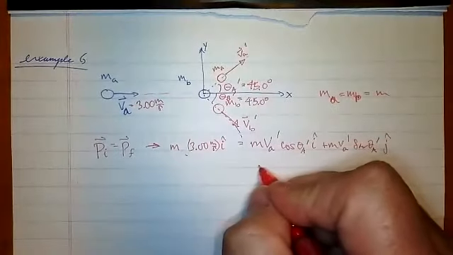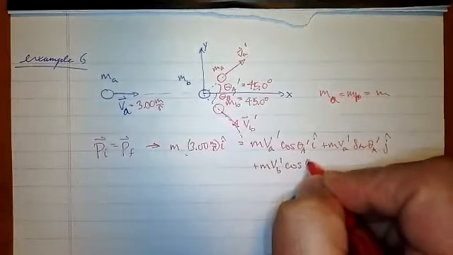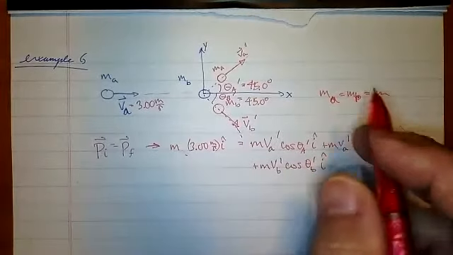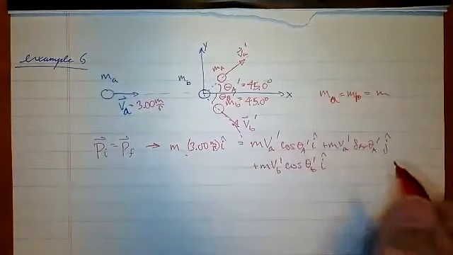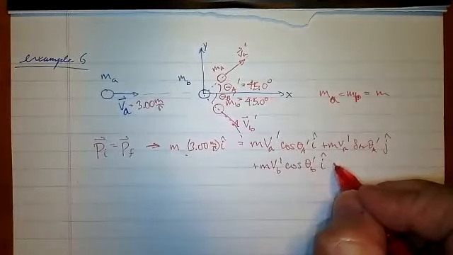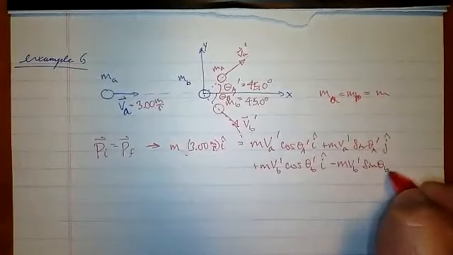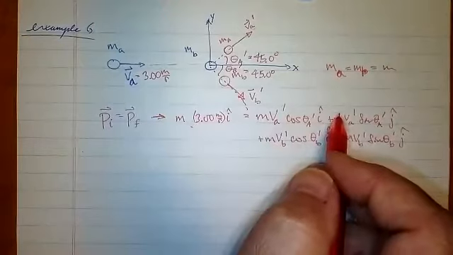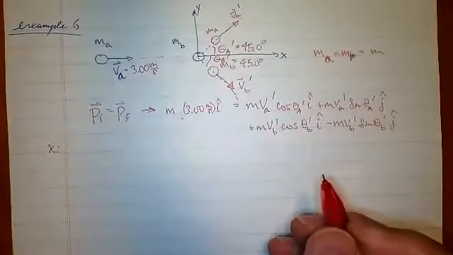Now I've got this one that's going to be plus m VB prime cosine theta B prime in the i-hat direction. And then notice I'm just using my understanding of the signs instead of the signs of the angles. And this, of course, is going to have a negative y component. So I'll say negative m VB prime times the sine of theta B prime in the j-hat direction. So on this side, I have an actual x component, and this side I have an x component and a y component. So the x components alone are going to give me the following.